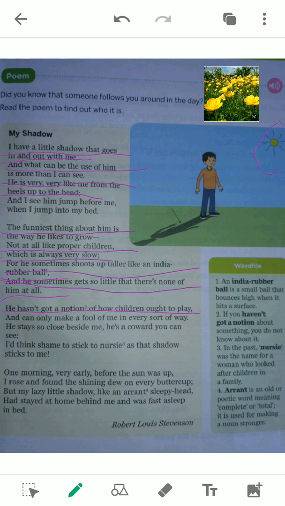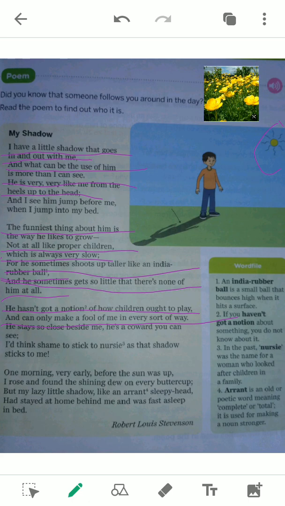How the children ought to play, he doesn't know. The shadow does not know how the children ought to play, and in his ignorance, what does the shadow do to him? "Can make a fool of me in every sort of way." The shadow does not know how to play. When the child plays, the child thinks that the shadow is also playing with him.